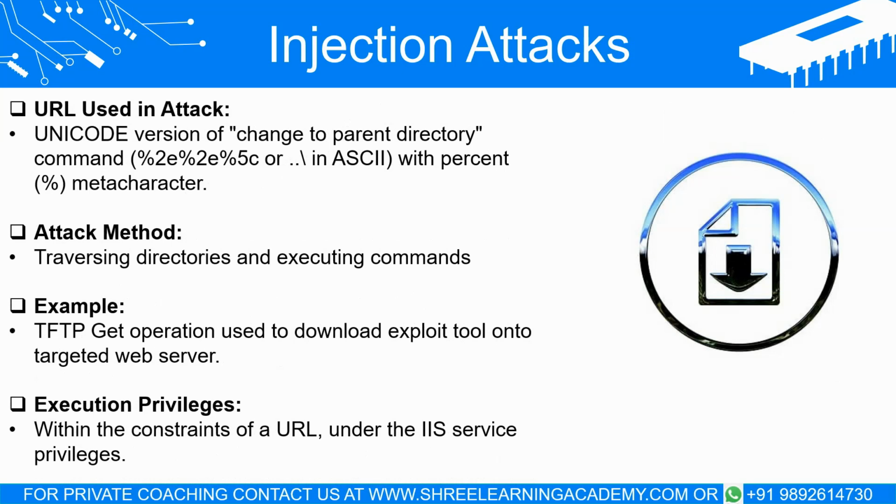The given instance demonstrates the use of a command injection to initiate a TFTP GET operation, which downloads an exploit tool onto the targeted web server. The attacker can execute any command within the constraints of a URL, under the IIS service privileges. The given example shows a simple directory listing of the C drive root.